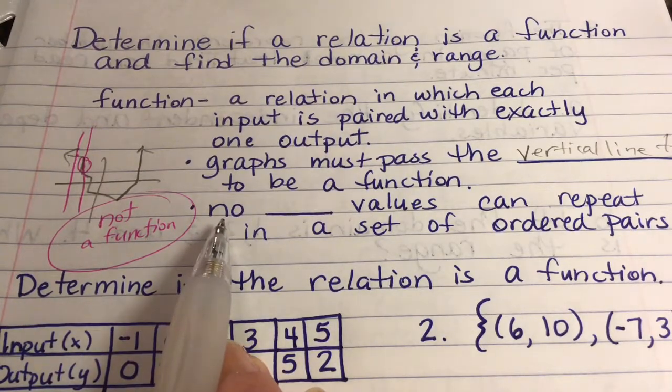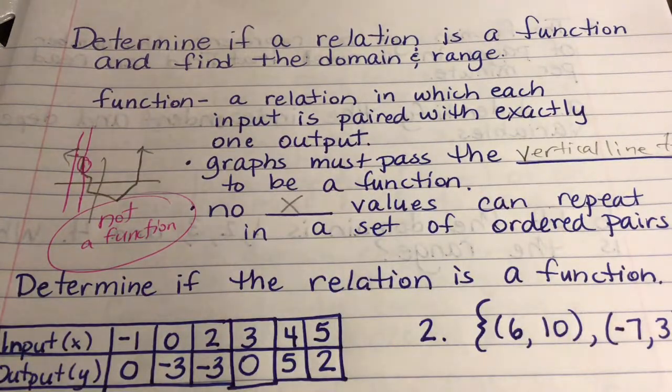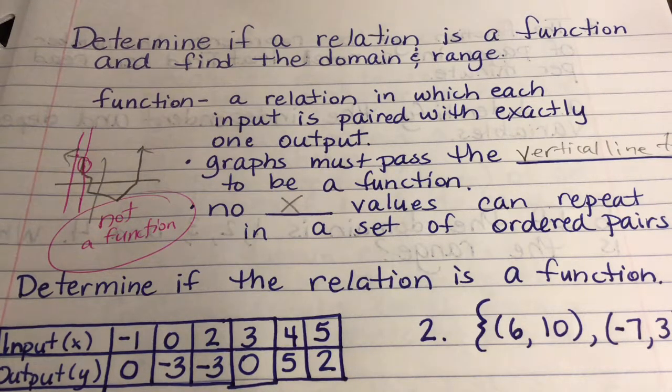Also, here's something that I'm sure your teachers have said to you. To be a function, if you have a table or a relation where you have just a list of ordered pairs, no x values can repeat. It's okay if your y values do, but your x values cannot repeat. So we're going to look at questions 1 through 5. 1 and 2 are relations, 3, 4, and 5 are graphs. Determine if they're functions, and we're going to explain why or why not.